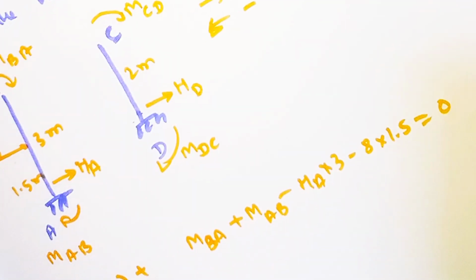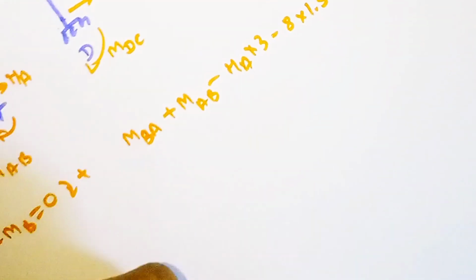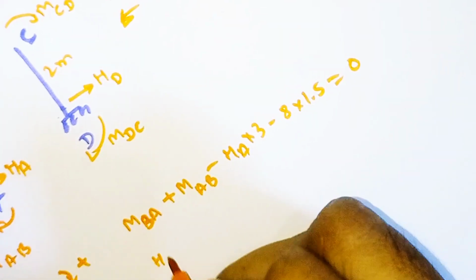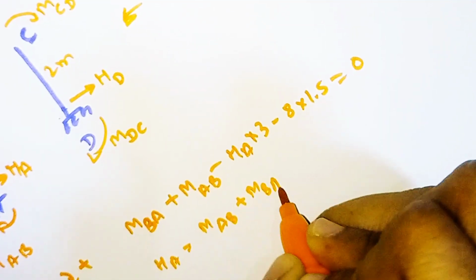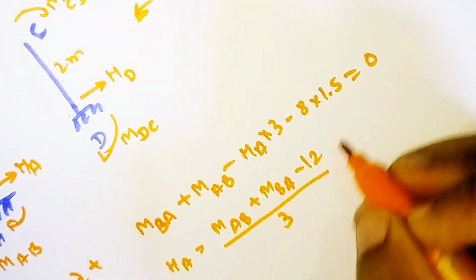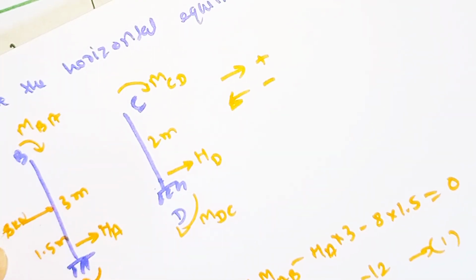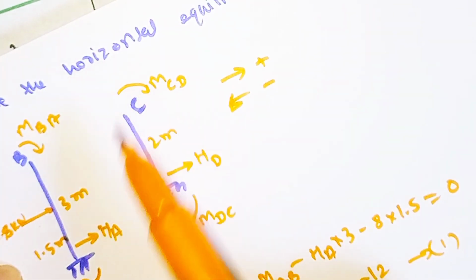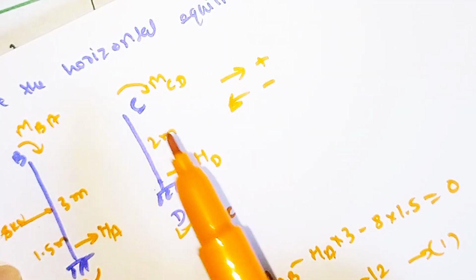Now simplify this. By simplifying, our answer comes out as HA is equal to MAB plus MBA minus 12, divided by 3. Call it equation number 1. This is for span AB. Now similarly we will calculate span CD by taking the moment about point C.